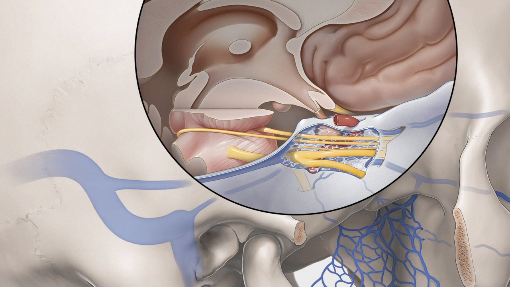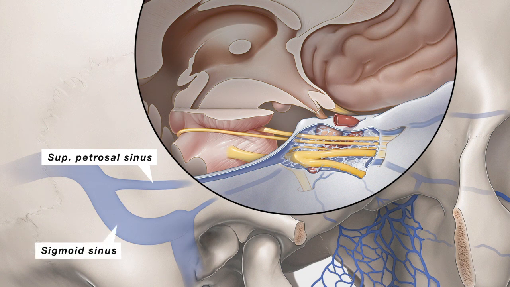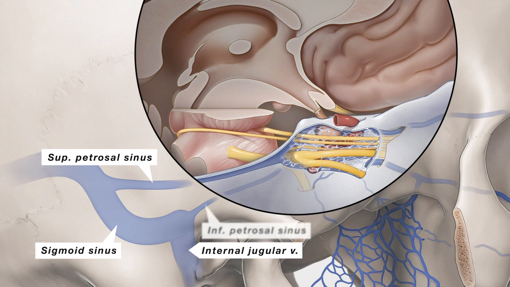Exiting the cavernous sinus are the petrosal sinuses. The superior petrosal sinus moves venous blood to the sigmoid sinus, which flows into the internal jugular vein. The inferior petrosal sinus drains directly into the internal jugular vein. If the thrombus breaks apart, resulting emboli could follow these routes towards the heart and lungs, leading to a potentially fatal pulmonary embolism.